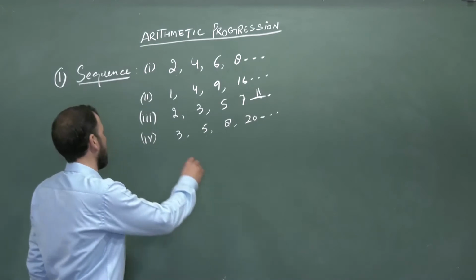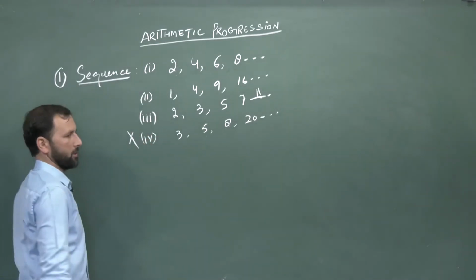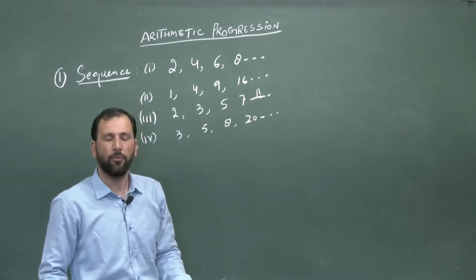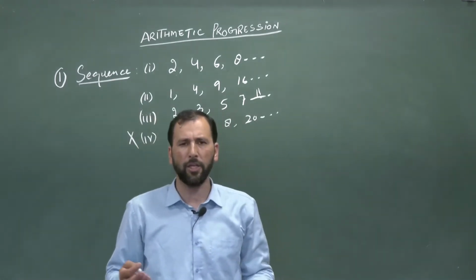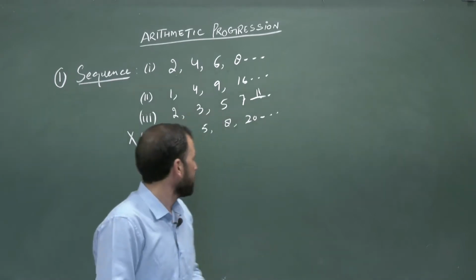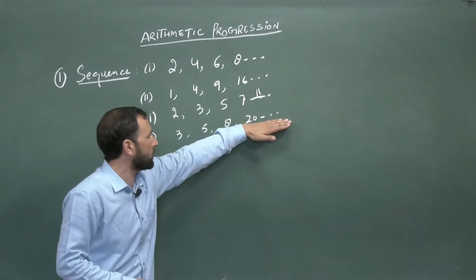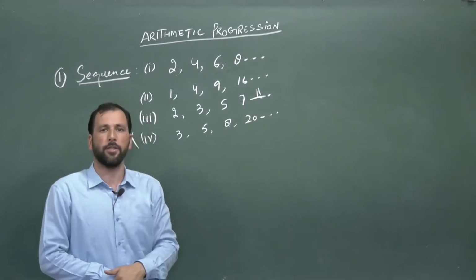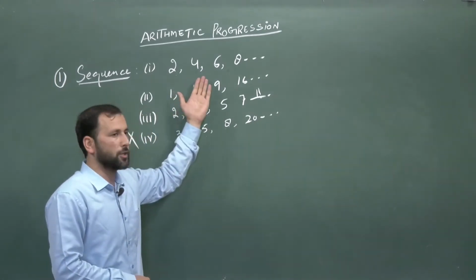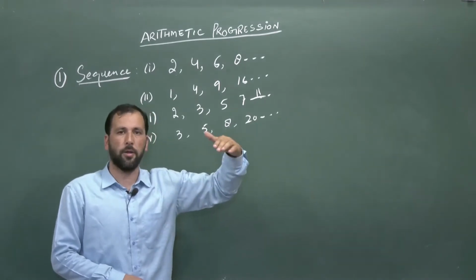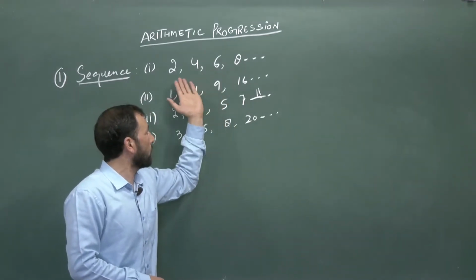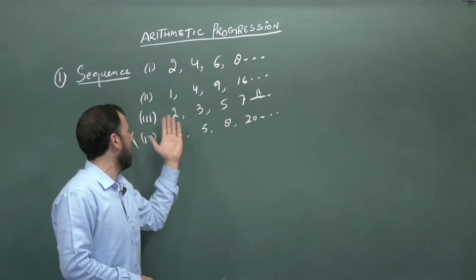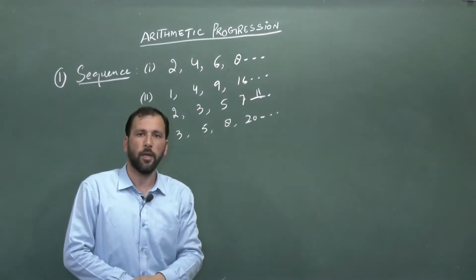So this one is not a sequence, because this list of numbers does not form an arrangement in a definite manner, and we cannot find the next term after 20. So this list of numbers does not form a sequence. The first one is a sequence because it is well defined, because it follows some pattern according to a definite rule. The second one is also a sequence, and the third one is also a sequence.